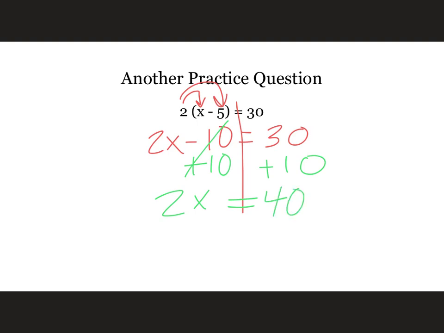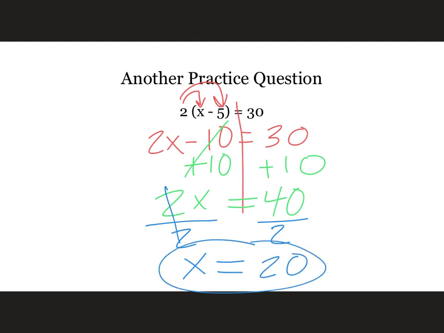And my last step here is to multiply or divide. 2x is multiplying, so the opposite operation would be to divide. 2 divided by 2 gets x by itself. 40 divided by 2 is 20. I circle my answer, and once again, I am done.